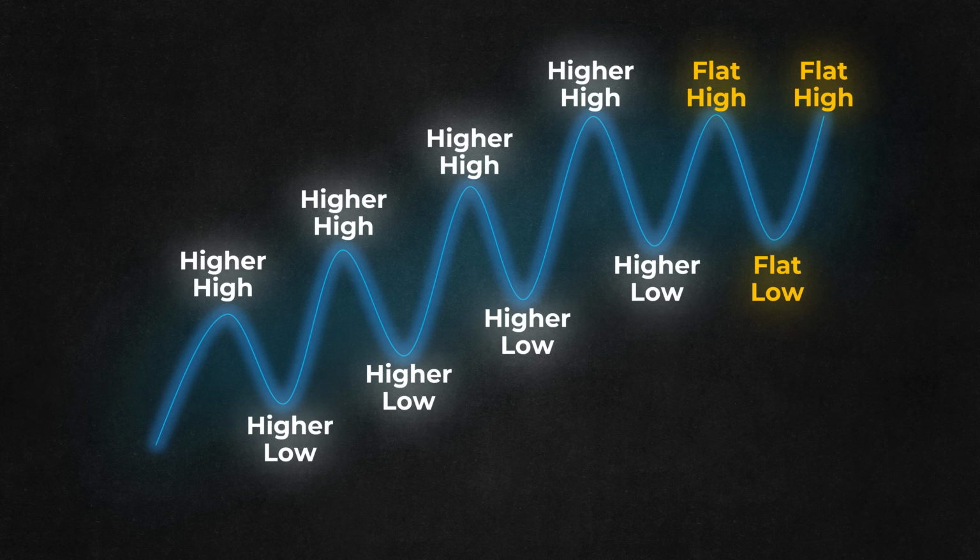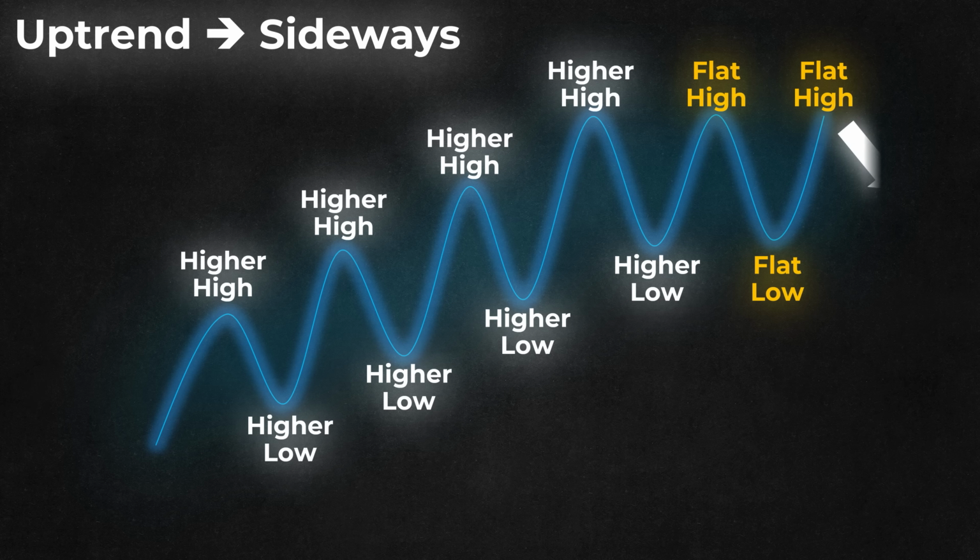In this illustration, we can observe the transition from an uptrend to a sideways market just by observing this relationship between highs and lows. In the trendy part of the movement, price is creating higher highs and higher lows. As soon as price starts to create flat highs and flat lows, we have a sideways market, which might lead to a reversal, but it also might lead to a continuation in certain cases.